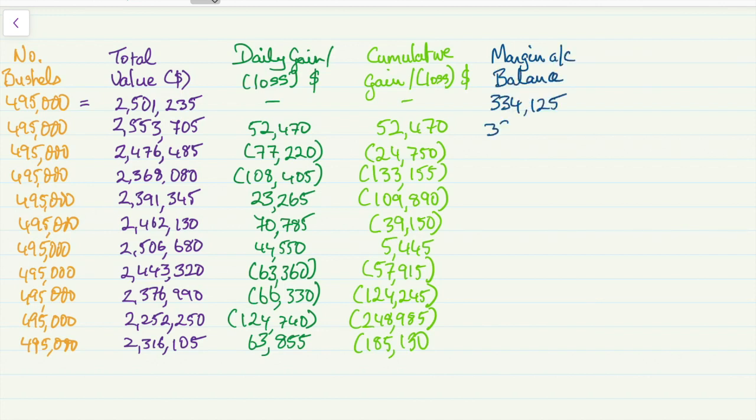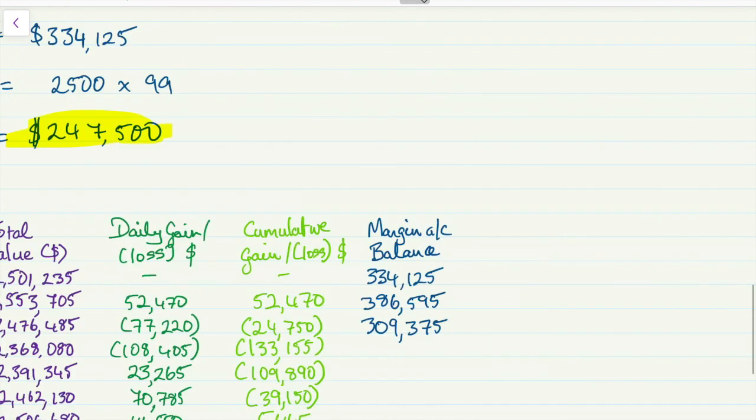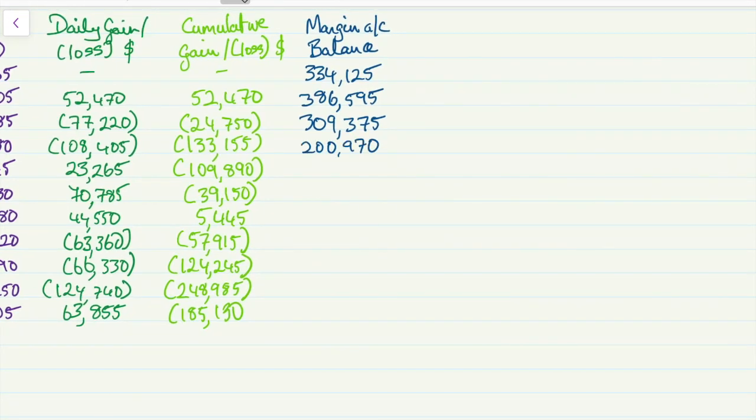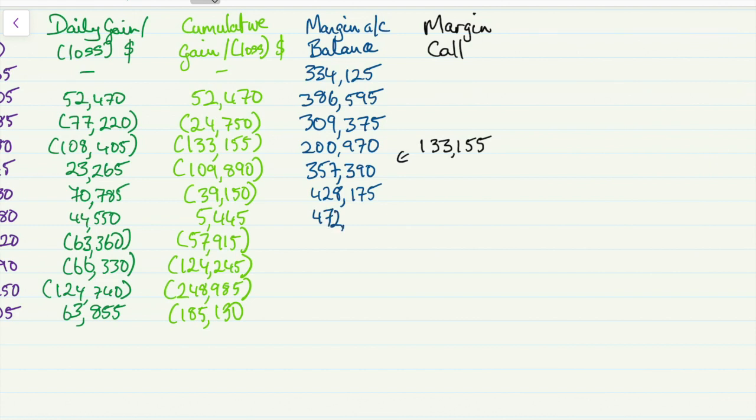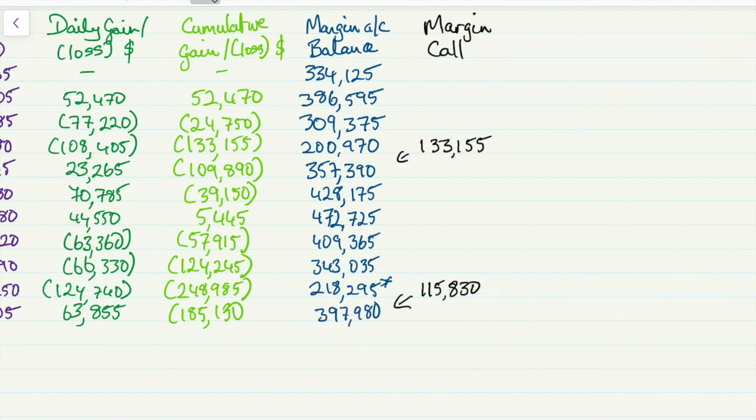Once we have that, we have our margin balance, and we can add or subtract the amounts as the time goes on, and ultimately we will apply the rule that we have with respect to the margin call. So once we drop below our required margin, we'll have to add money back into the account. So you can see about 4 or 5 days in, we have to add $133,000, 155, and again on the second last day we have to add 115,000, which means we have a net payment into the margin account of $248,985.